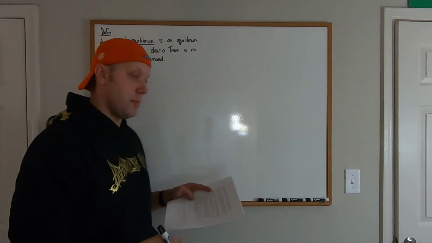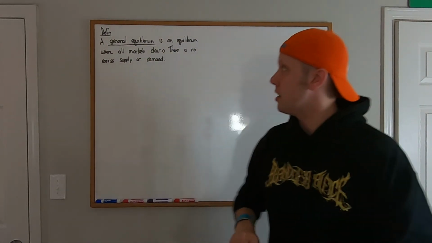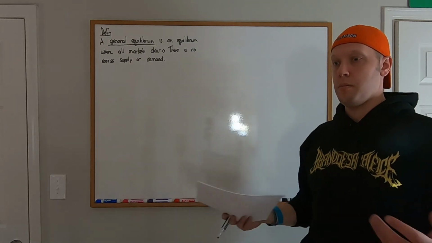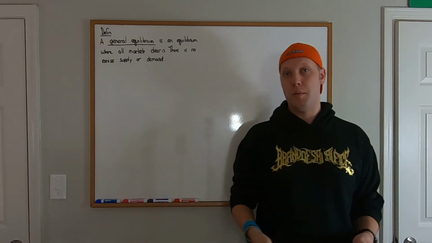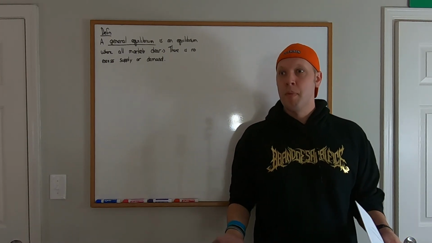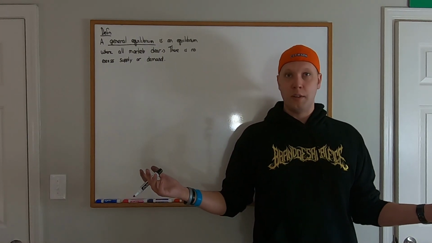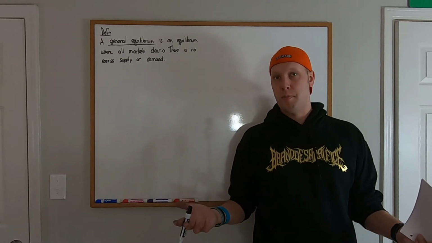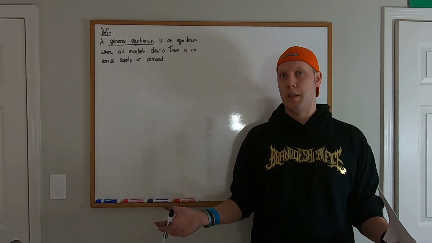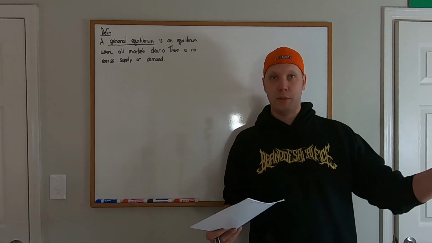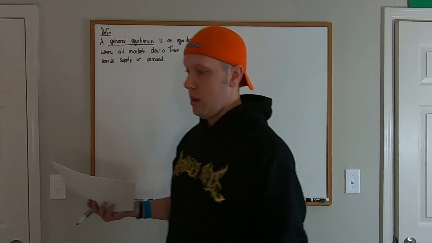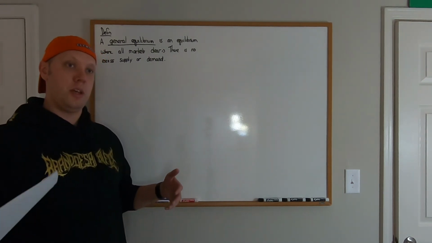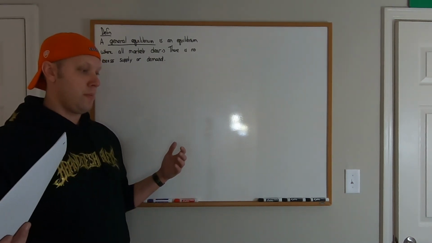A general equilibrium is an equilibrium where all markets clear, meaning there's no excess supply or demand. So in microeconomics, you dealt mostly with partial equilibrium. You would look at the markets for guns and butter, right? But you were not assuming markets for all other goods. So let's say we're looking at the market for guns. Well, if there's a shock to the market for guns, that's going to have spillover effects in other markets that aren't markets for guns.